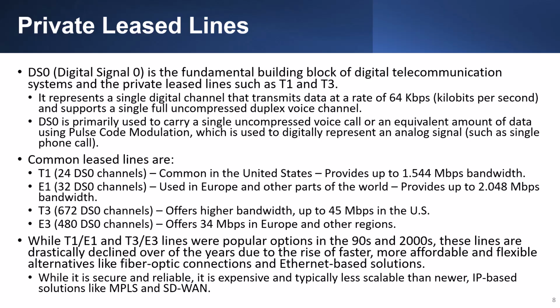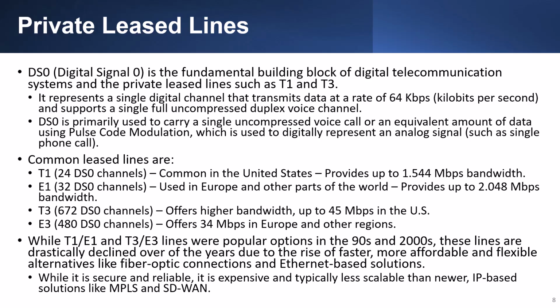E1 has 32 DS0 channels, which was used in Europe and other parts of the world to provide up to 2.048 megabits per second bandwidth. T3 has 672 DS0 channels and offers higher bandwidth up to 45 megabits per second in the United States. E3 has 480 DS0 channels and offers 34 megabits in Europe and other regions.